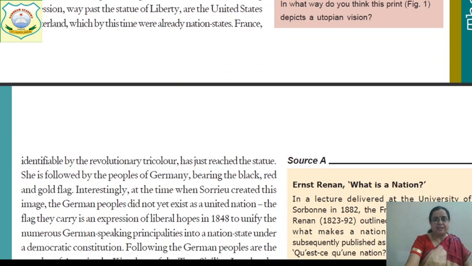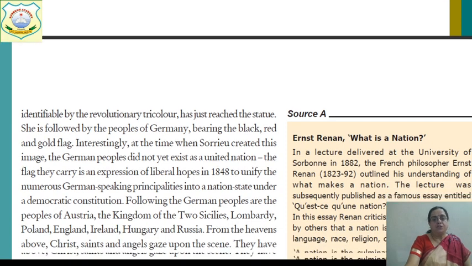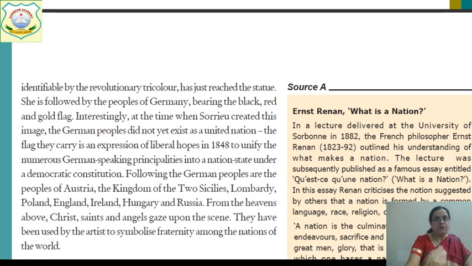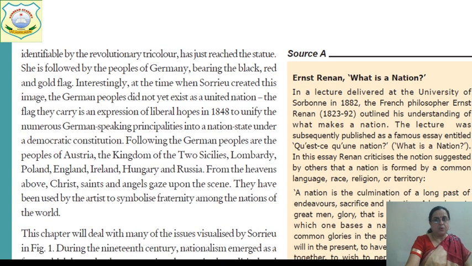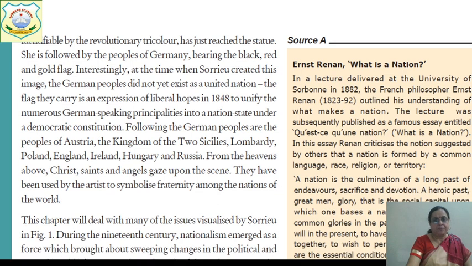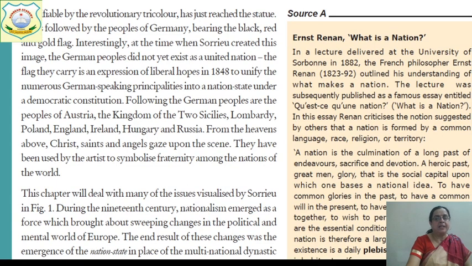Then comes France, and then Germany, and then children there were other countries also like Austria, then the Kingdom of the Two Sicilies, Lombardy, Poland, England, Ireland, Hungary and Russia. And from the heavens above, Christ, saints and angels were gazing upon the scene, and they have been used by the artists to symbolize fraternity. So do remember that. Christ, saints and angels have been used by the artists to symbolize fraternity. Fraternity means brotherhood among the nations of the world.